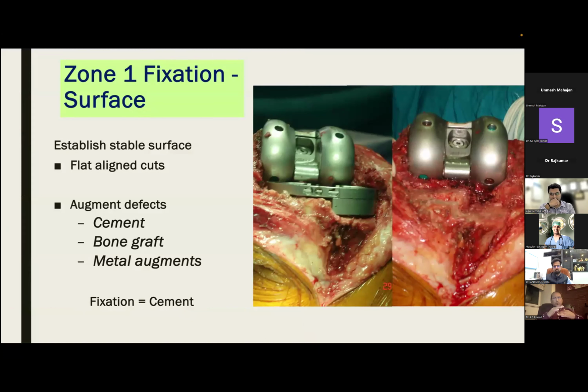We have to prepare a good surface. If the surface is not even, we have to use augments so that the implant sits on the bony surface, and the augments work very well. The wedges are there, they can also work very well, and they can elevate the joint line so that the joint line can be restored. And we can take help of everything like this.